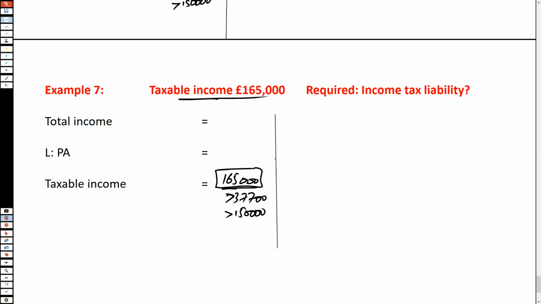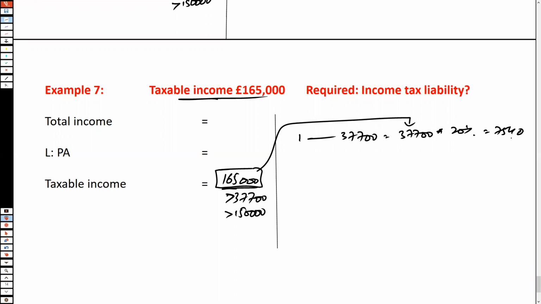All right. From the taxable income of 165,000, first 37,700 is taxed at 20%, resultingly 7,540 is calculated. The differential of 150,000, if we deduct 37,700, the differential amount of 112,300 is subject to tax at 40%. 44,920 is calculated.